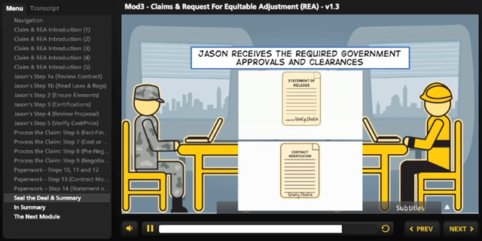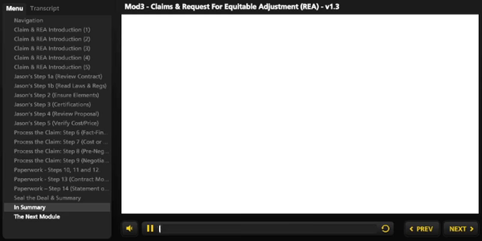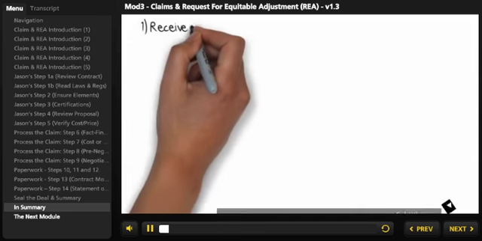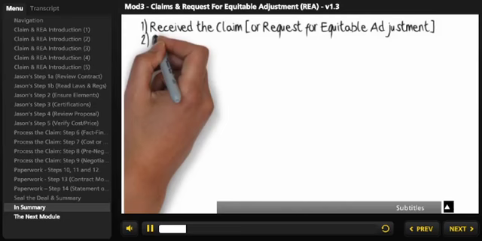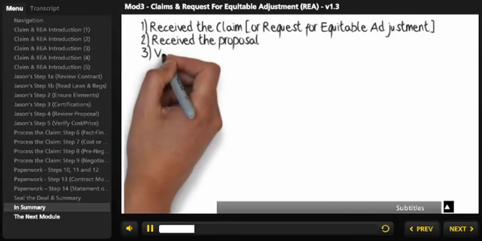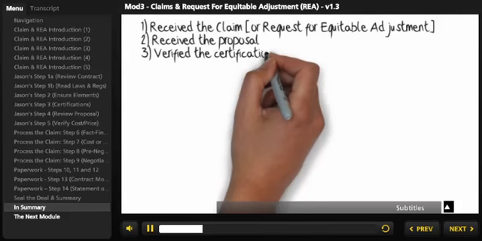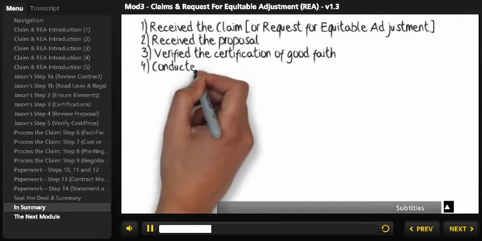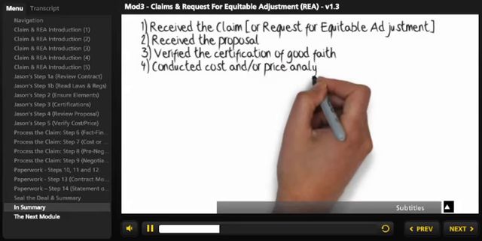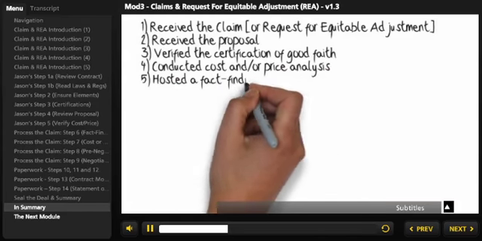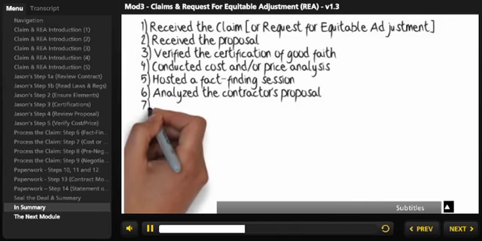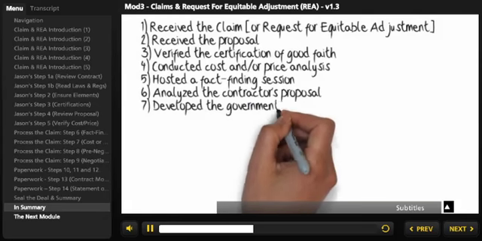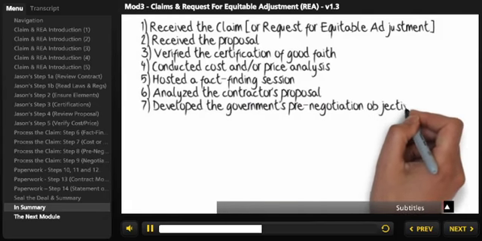In summary, Jason accomplished the following tasks. 1. Received the claim or request for equitable adjustment. 2. Received the proposal. 3. Verified the certification of good faith. 4. Conducted cost and/or price analysis. 5. Hosted a fact-finding session. 6. Analyzed the contractor's proposal. 7. Developed the government's pre-negotiation objective.